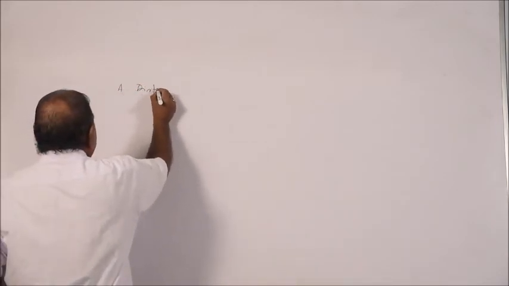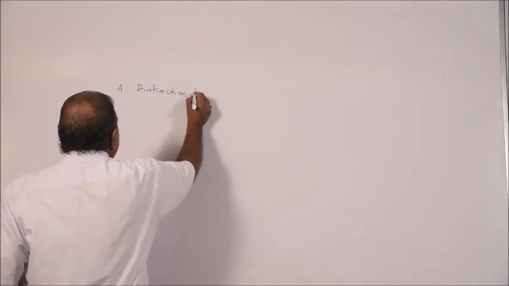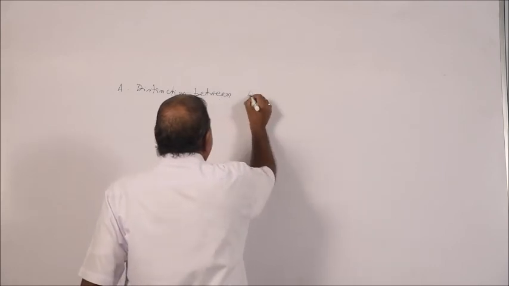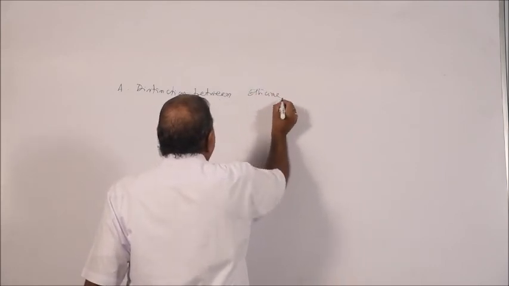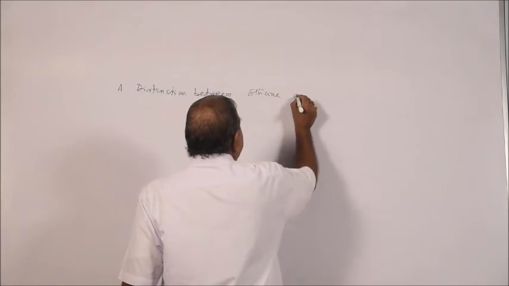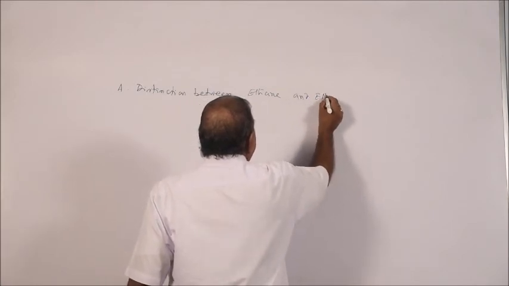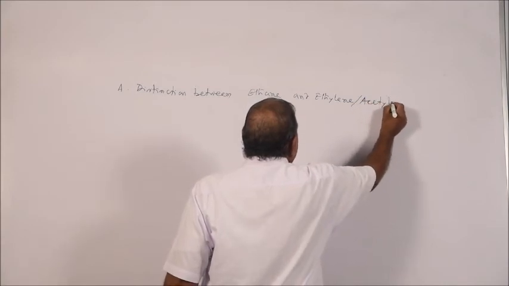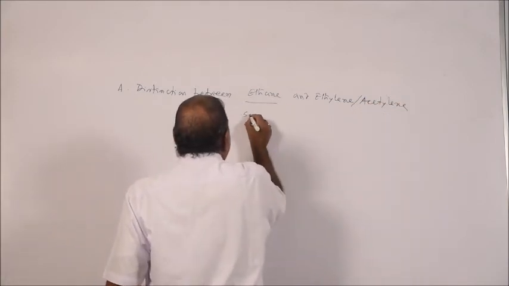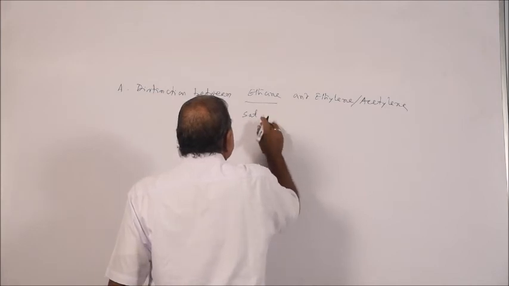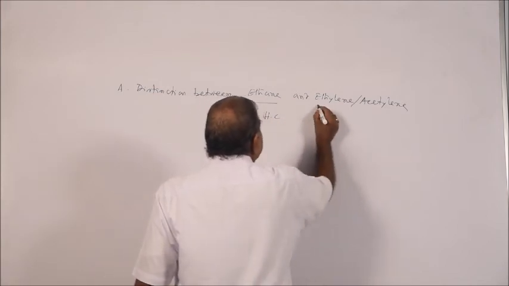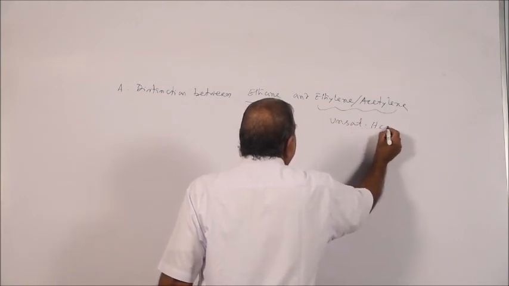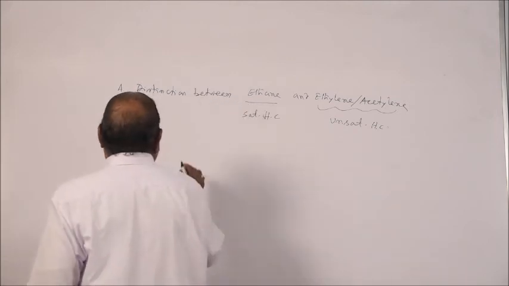Distinction between alkane, I am taking one example, ethane, and another one, that is ethylene or acetylene. So this is saturated hydrocarbon. These two are unsaturated hydrocarbon. Now let us take bromine water.